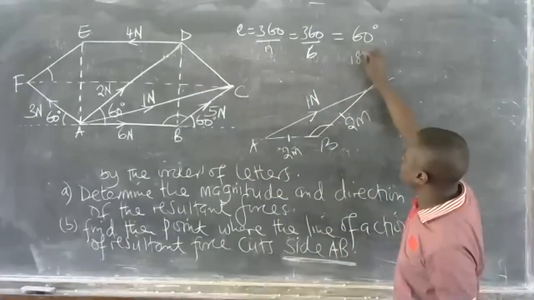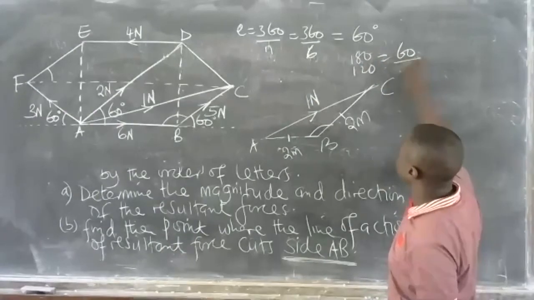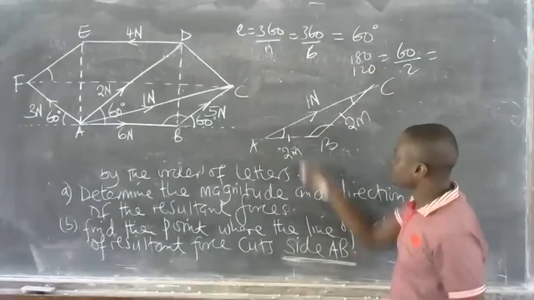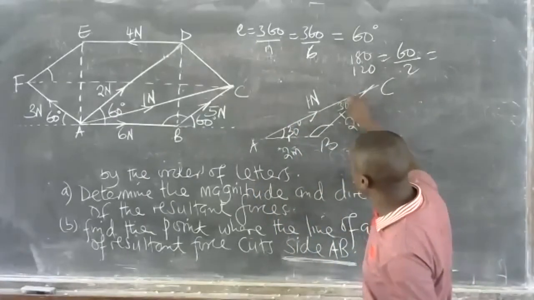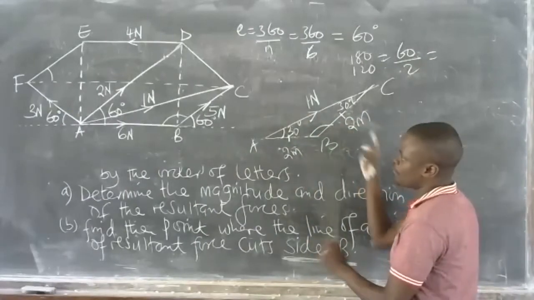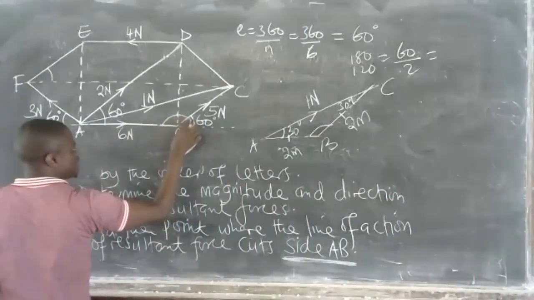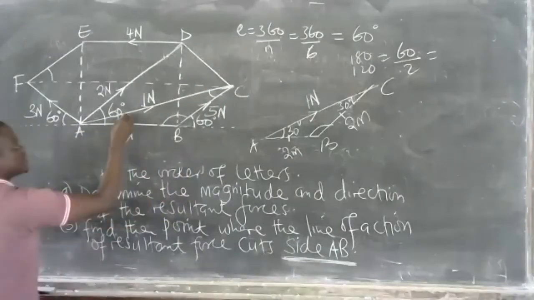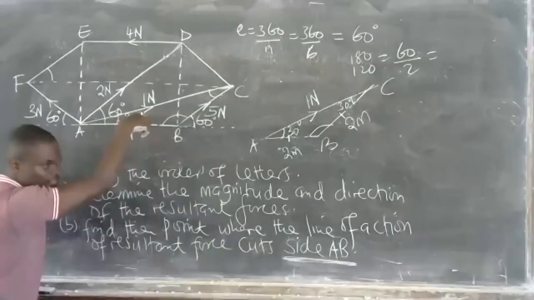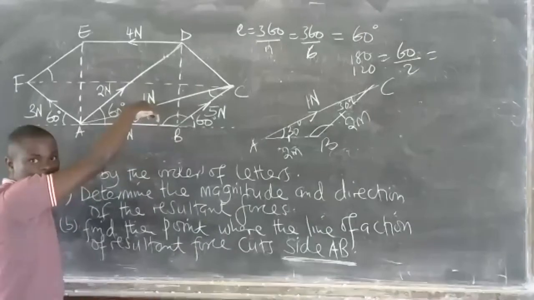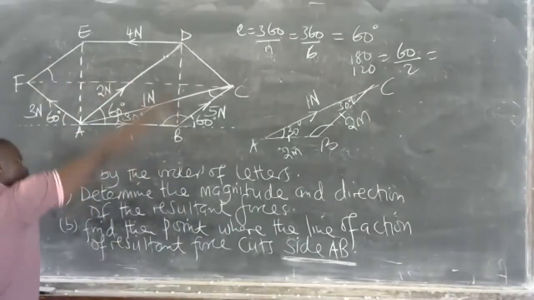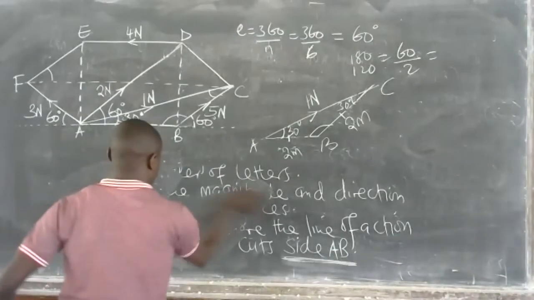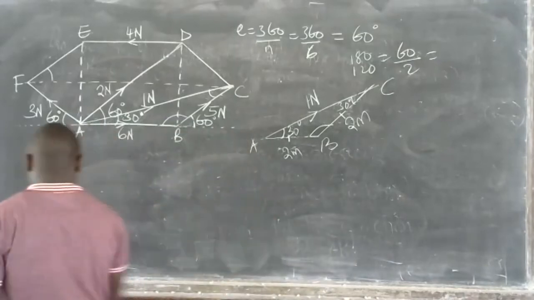So from 180, 120, 60, the base angles are equal. So by 2, the base angle will be 30 degrees. This is 30, this is 30 degrees. So the base angles are equal. This is 120, so the base angles are equal to 30 degrees. Meaning, I use 30 degrees to resolve the 1 Newton force. So all the forces are now resolved. So we determine the resultant by resolving one by one.